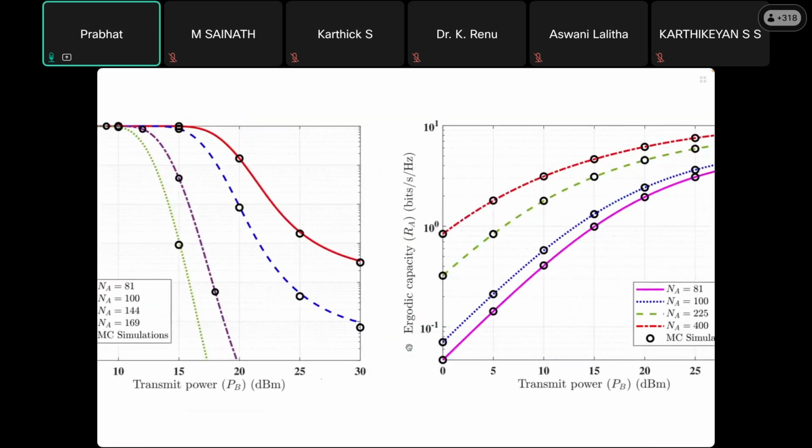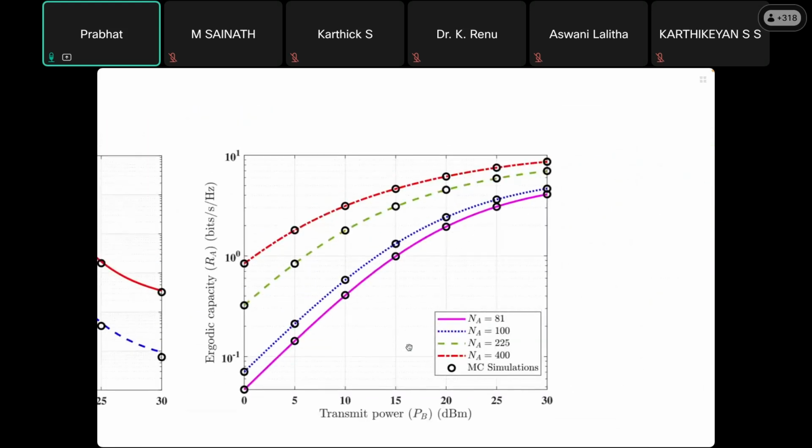Okay. Then the other figure we have plotted is of the ergodic capacity. Using the same SINR expression, we derived the capacity of the system.